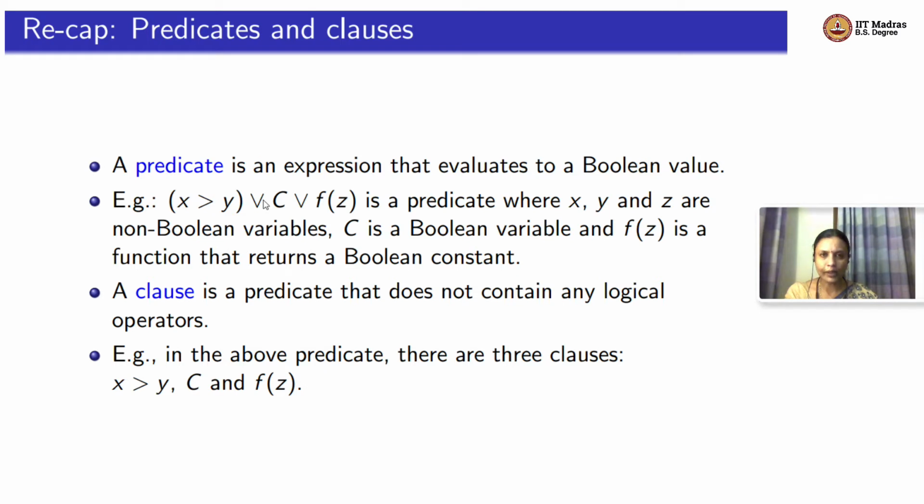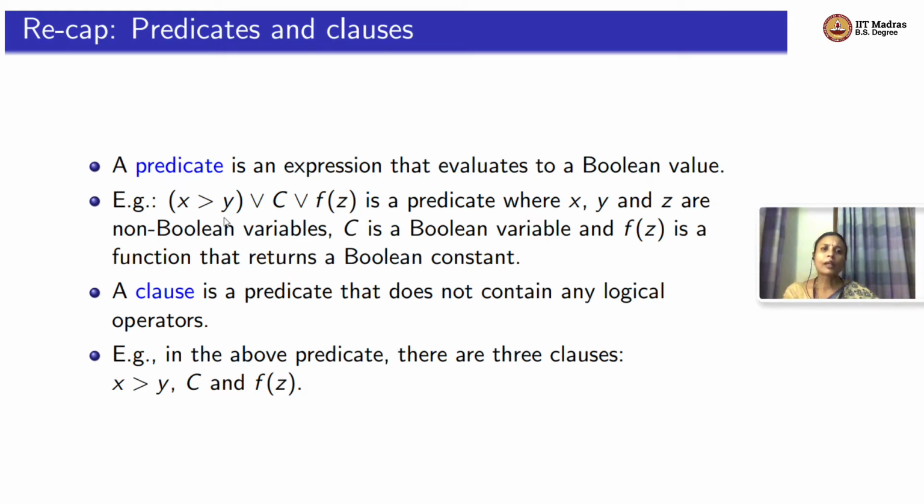This V-like symbol, read it as or, c or f of z, is a predicate, where x, y, and z are variables that are non-Boolean. They could be integers, real numbers, anything. C is a Boolean variable. It's used as a first class entity. And f is a function that returns a Boolean constant. That's why it's odd with the rest of it.